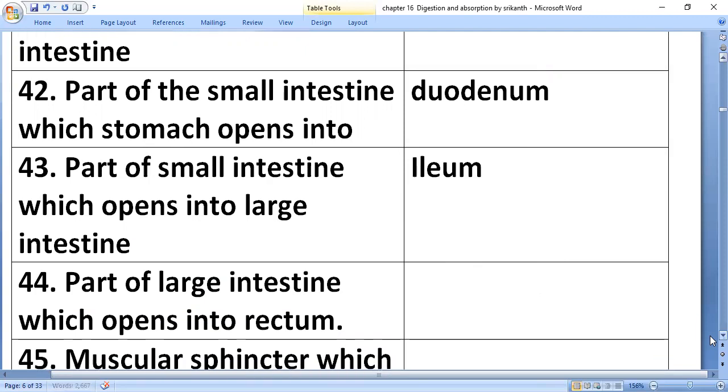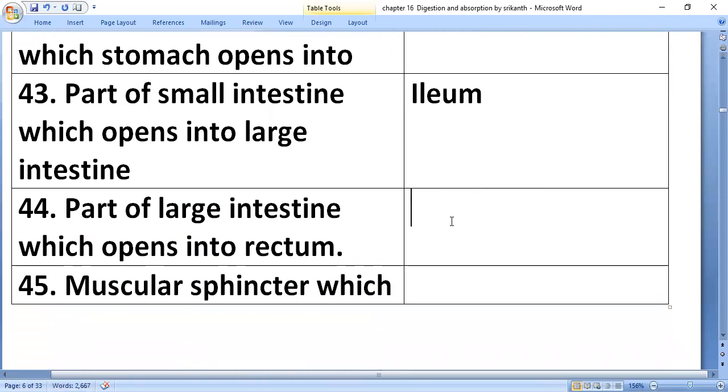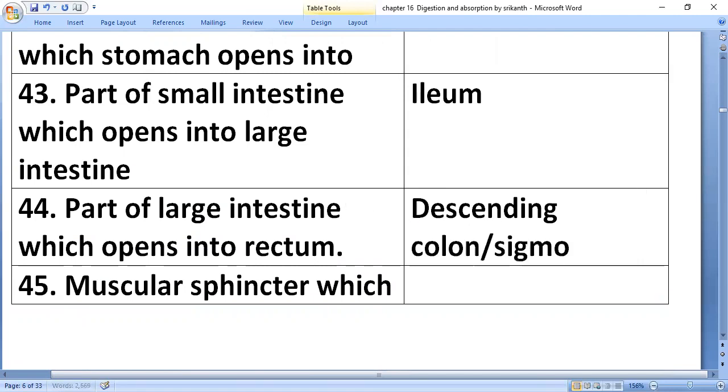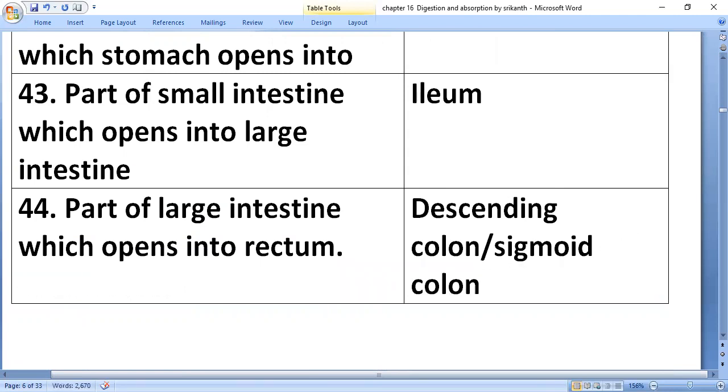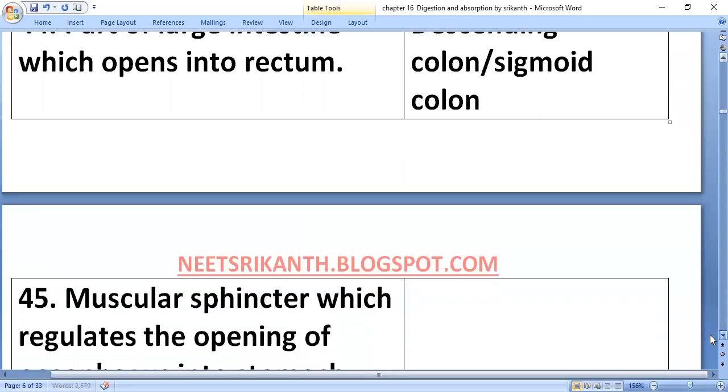The part of the large intestine which opens into the rectum is the descending colon, or, as given in some books, the sigmoid colon. After the descending colon, we find the sigmoid colon actually.